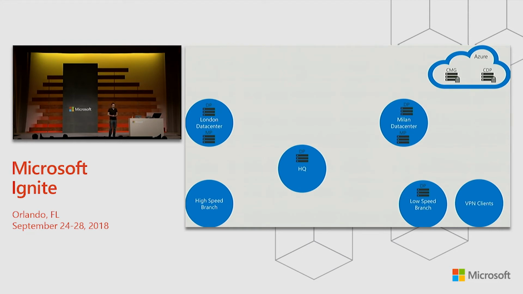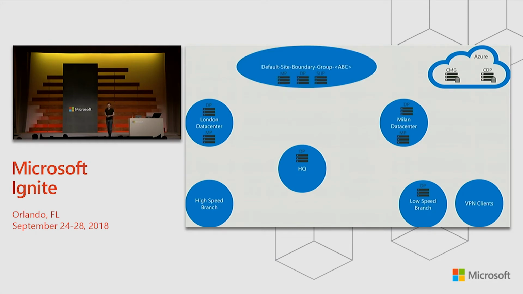So today you might have something that looks like this, with various different boundary groups representing physical sites in your environment. We also add the default boundary group, and there's an inherent fallback from every single boundary group in your environment back to that default site boundary group. And you can also override those and specify specific relationships between a boundary group that you have and the default boundary group. And you can also specify that it doesn't fall back. So my VPN clients, for example, it's not relevant for them to fall back to the default boundary group.